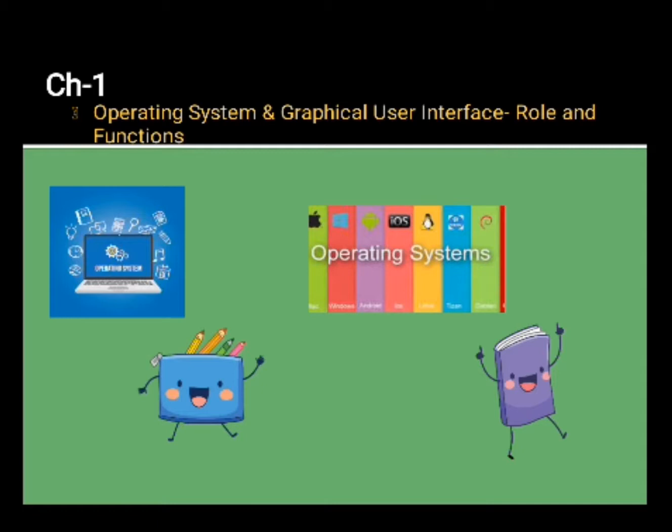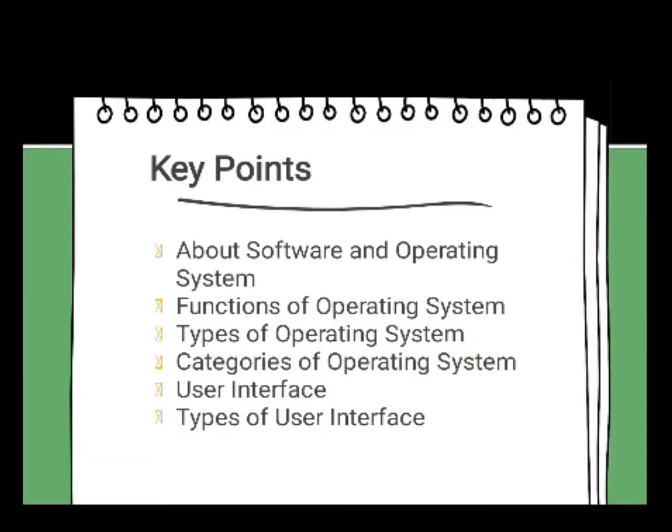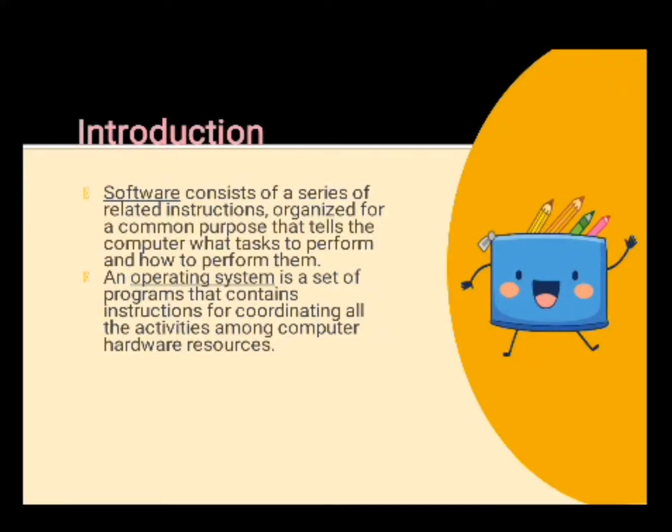Child, computer is an electronic machine that must be instructed to carry out tasks desired by us. In this chapter we will learn about software which helps the computer system to work properly. Also we will discuss about operating system, functions of operating system, types of operating system, categories of operating system, user interface and types of user interface. So let's begin with your introduction.